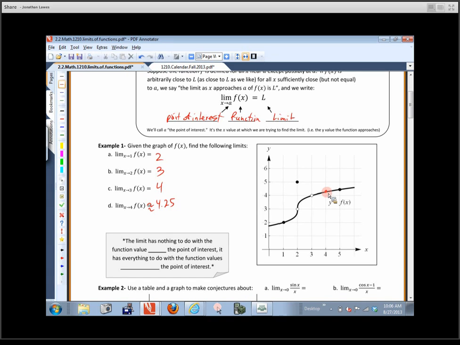And this brings a really important part of limits to mind. The limit has nothing to do with the function value at the point of interest. So we really don't care that the function value right here is 2. We don't care that it's 5 up here. We don't care that it doesn't exist right here, and we don't care that it might be exactly 4.25 there. What we care about is what's happening around the point of interest. Limits are just what's happening as we approach the point of interest. The function can be defined, it can be somewhere else, it can be not defined. It doesn't affect the existence of a limit there. Any questions?